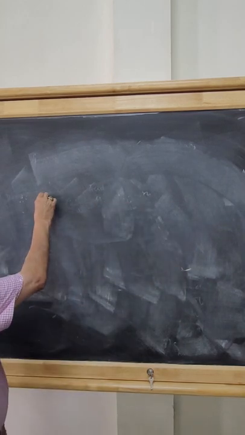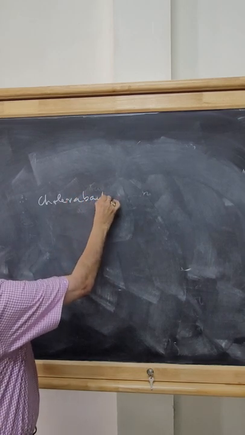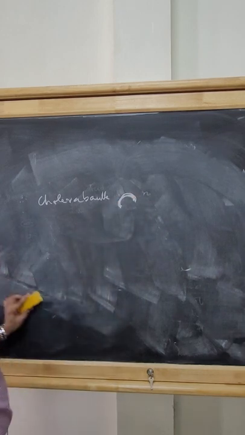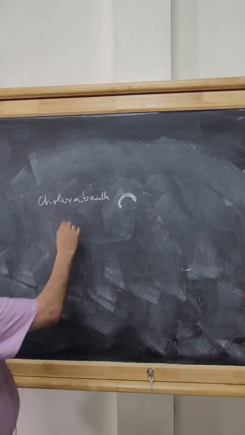Okay, now moving on to the next organism, which is comma shaped. This is cholera bacilli, and it causes diarrhea, rice water stool.